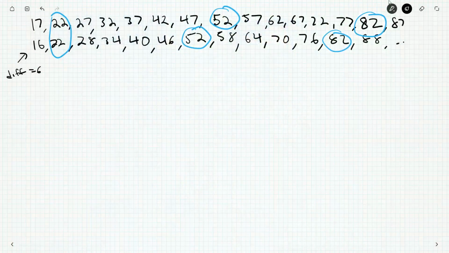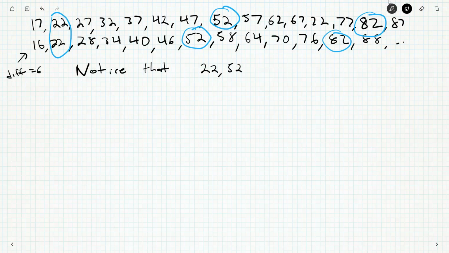So we do this amount of work, and then we sort of start seeing, okay, 22, 52, 82, and nothing in between them seems to work. So why is that? Well, I might say notice that 22, 52, 82 are in both sequences.